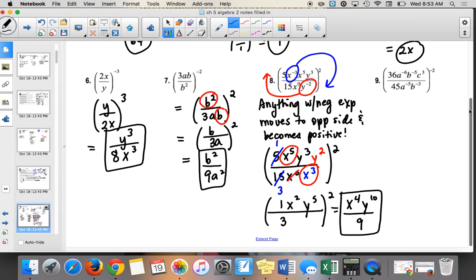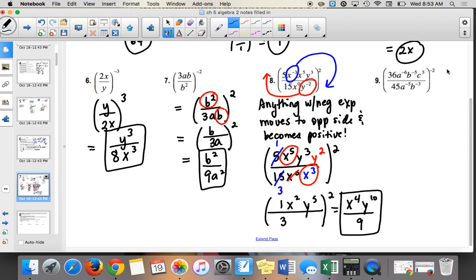All right, and then number 9, if you can do number 9, you can do all of them. So number 9, I have 36, a to the -6, b to the -5, c to the 3, all over 45, a to the -5, b to the -3, all raised to the -2. So let's work on the inside first, and then we'll deal with the -2 at the end. What do you think the -2 is going to do? Flip everything on the inside and then raise it to the +2, right? So we'll deal with that at the end.